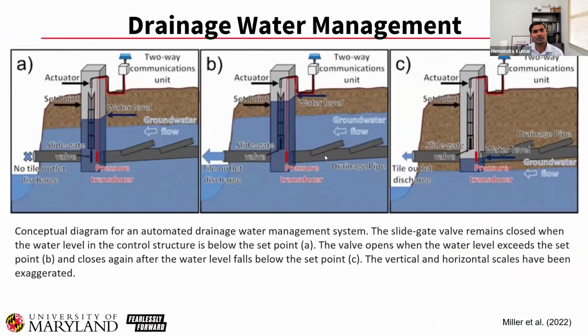But now there is a system that you can do automatically, meaning based on AI, you set a point. This is, let's say, my set point. Whenever water reaches this point, the gate will open. So for figure B, the water level is greater than the set point, the gate was open and it was releasing the water. Whenever the water level goes below the set point, the gate will automatically close. How do we do that? We put pressure transducers to know the height of the water from the ground.